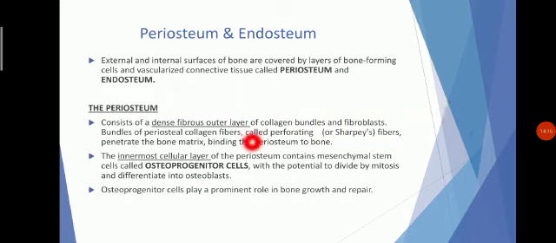The innermost cellular layer of the periosteum contains mesenchymal stem cells called osteoprogenitor cells, with the potential to divide by mitosis and differentiate into osteoblasts. So these are osteoprogenitor cells. They transform into osteoblasts. Osteoprogenitor cells play a prominent role in bone growth and repair.